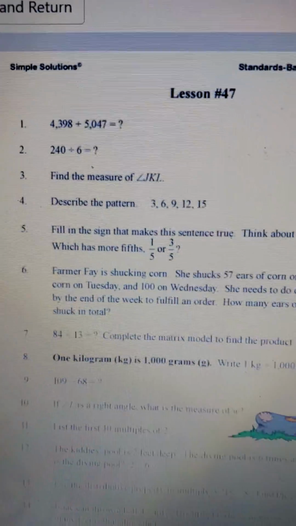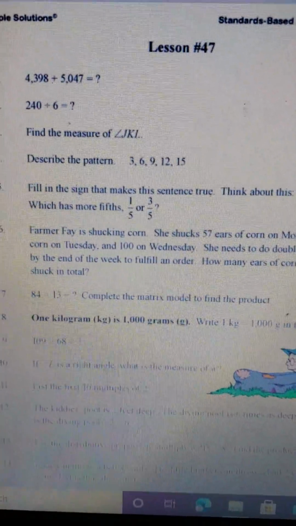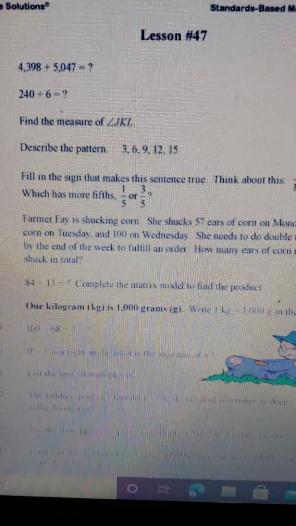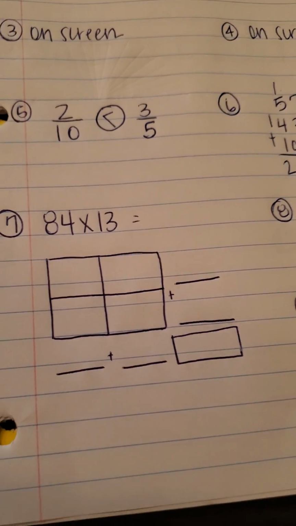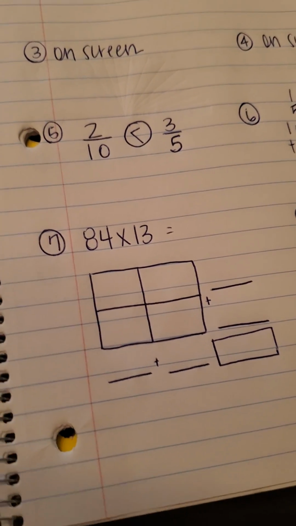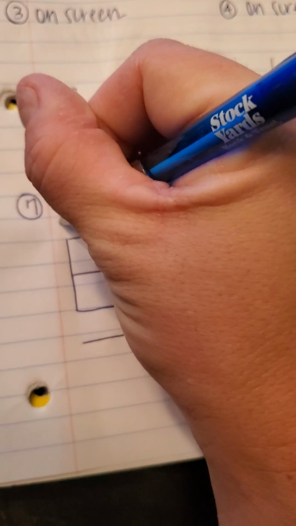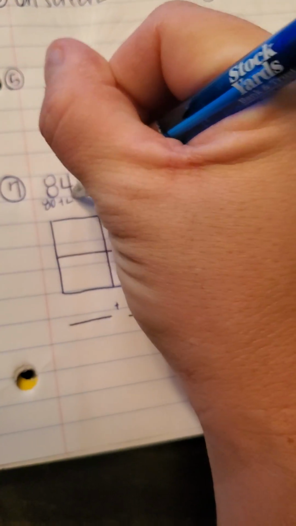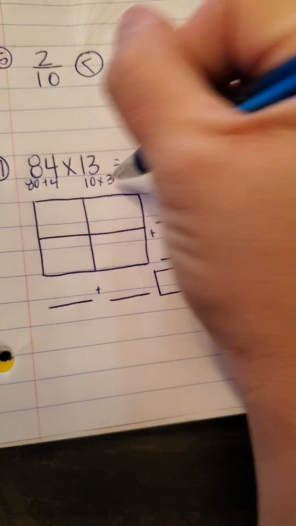Number 7, our multiplication matrix. 84 times 13. Complete the matrix model to find the product. Okay, I've written my matrix out, and I have 84 and 13. My first thing I need to do is to write those numbers in expanded form. So 84 becomes 80 plus 4, and 13 is 10 plus 3.